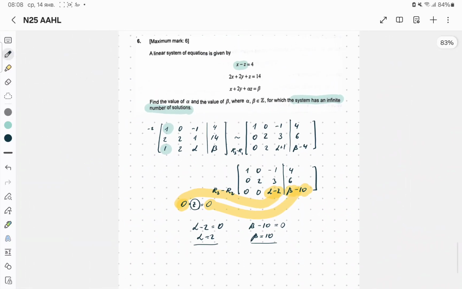I consider that this question is not so challenging. You know what to do here, and you will obtain 6 marks completely.